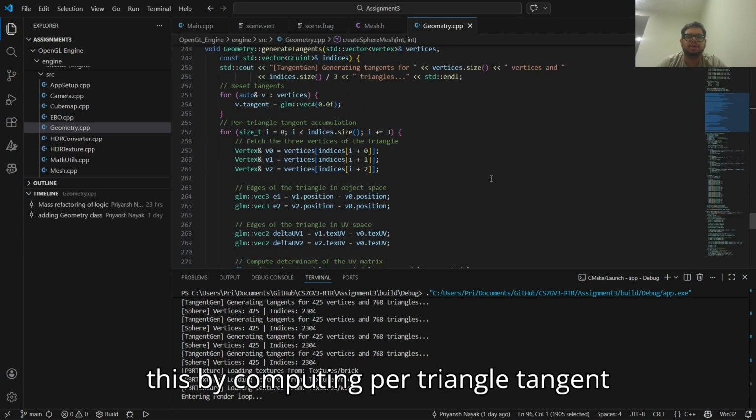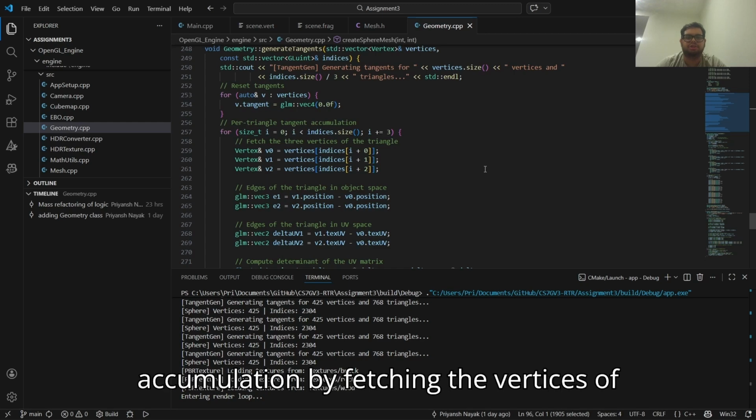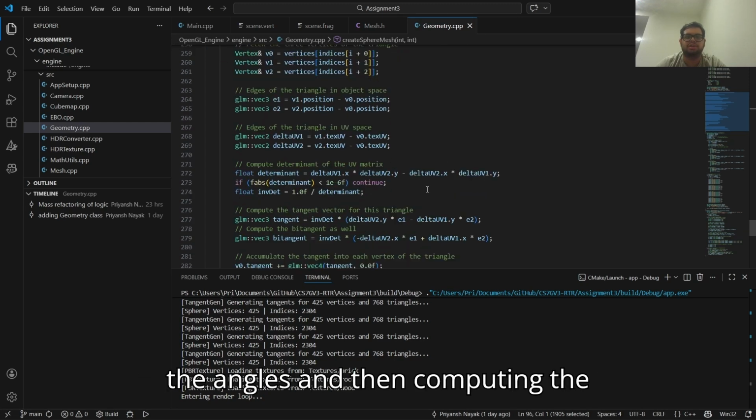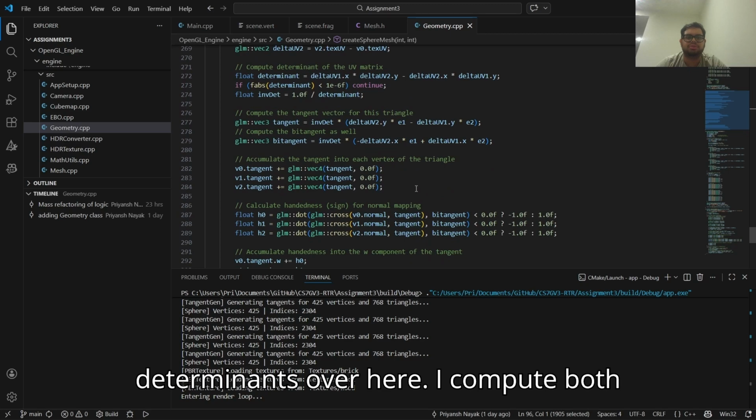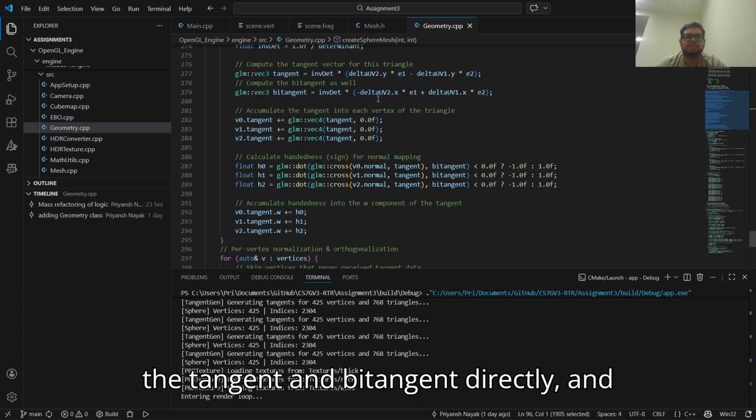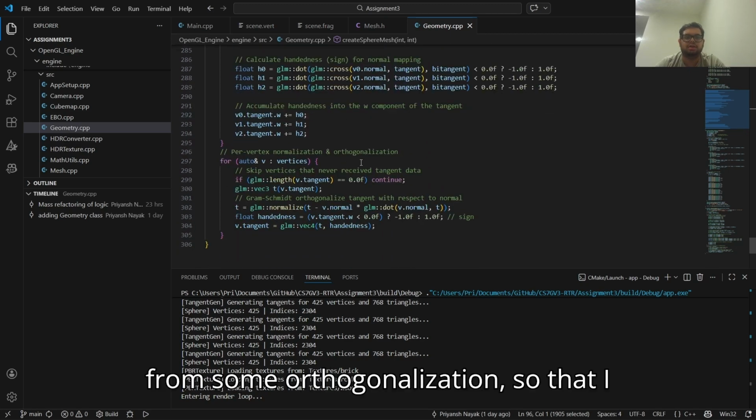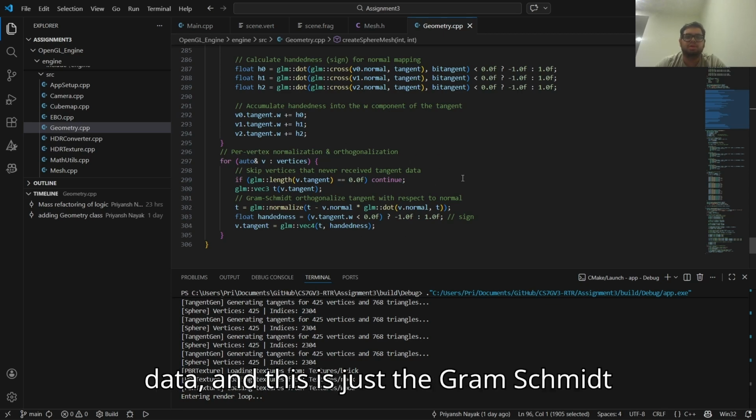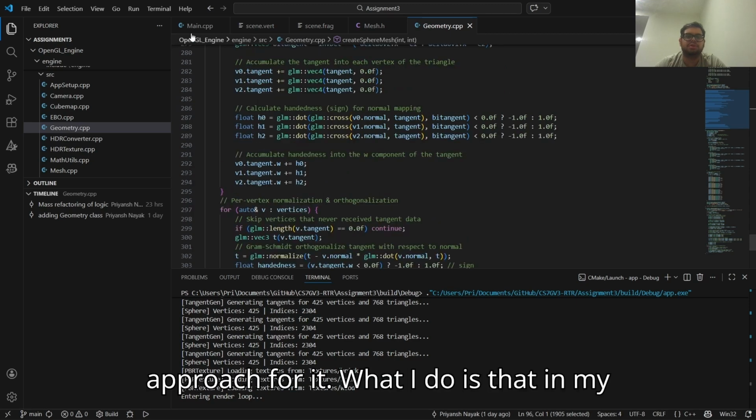And I do this by computing per triangle tangent accumulation by fetching the vertices of the triangles and then computing the determinant over here. I compute both the tangent and bitangent directly, and from orthogonalization so that I'm always receiving the perfect tangent data. And this is just the Gram-Schmidt approach for it.